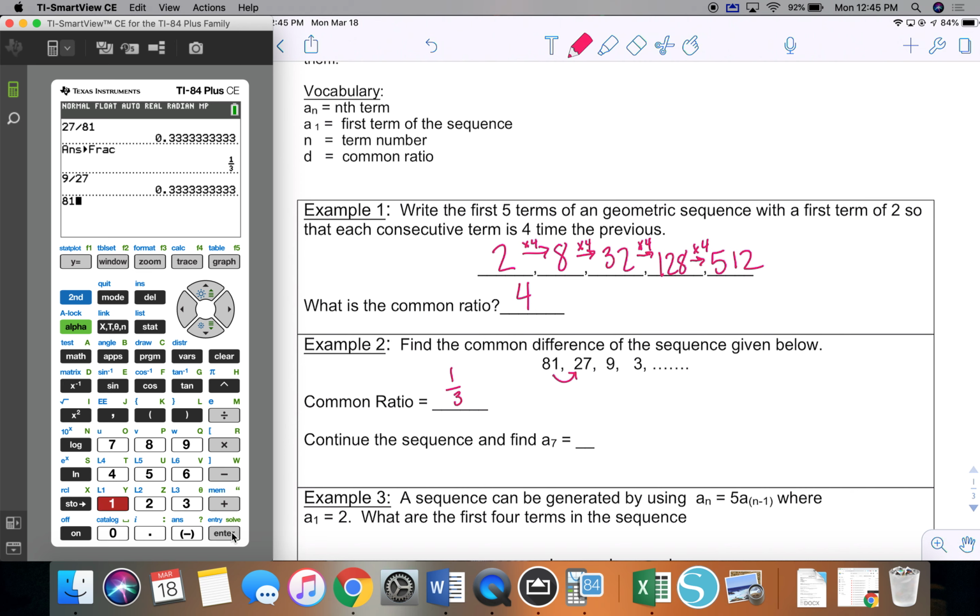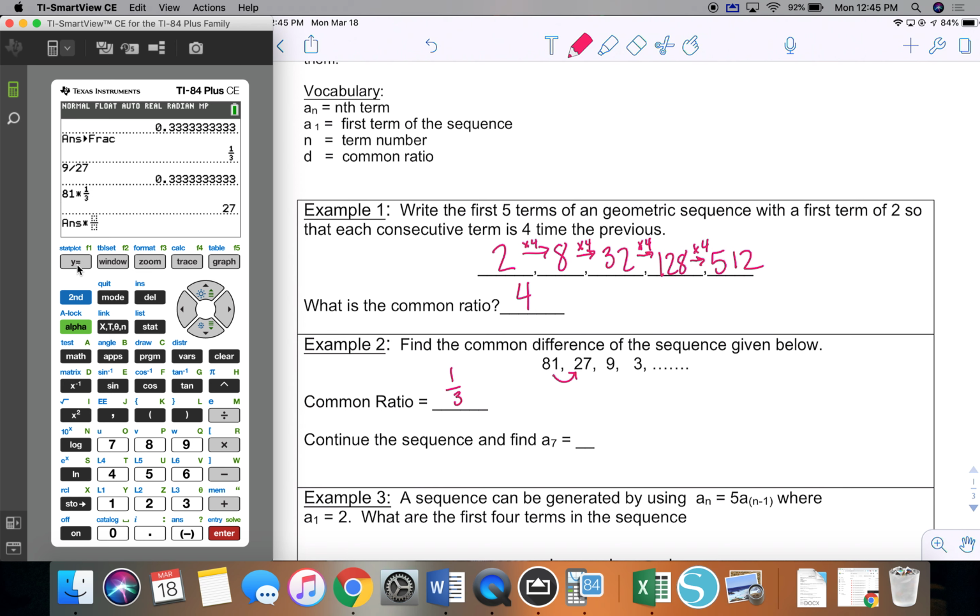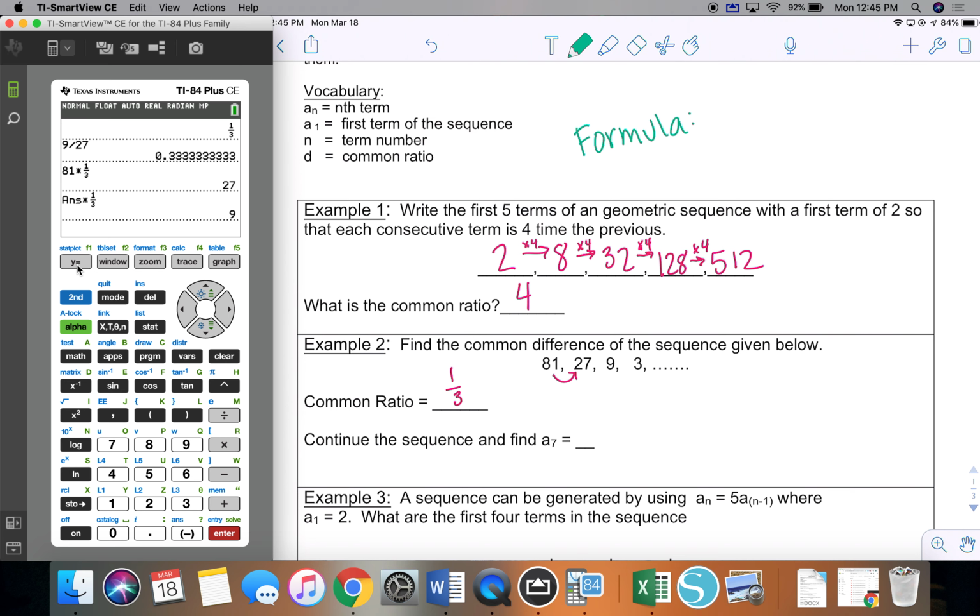So if I take the first term and multiply it by that 1/3, I get the next term. If I do it again, I get the next term, and so on and so forth. So I can continue this sequence to find a sub 7. So with that, I'm going to give you a formula. The formula part should be written up on the top part.